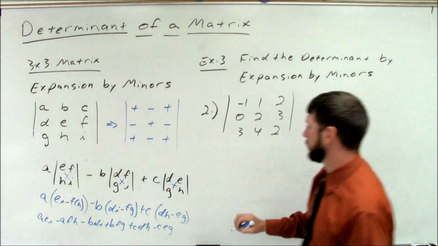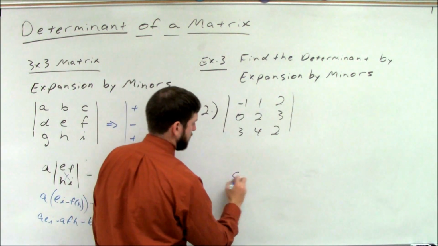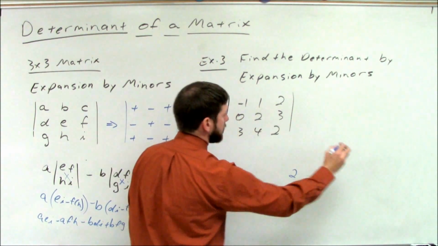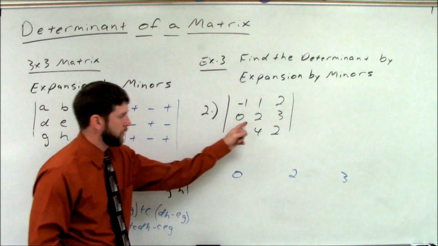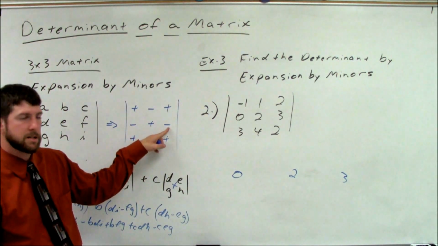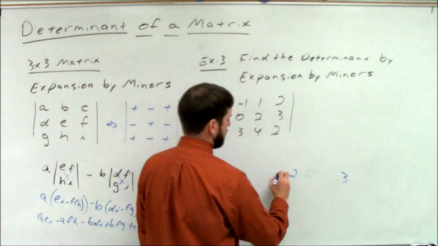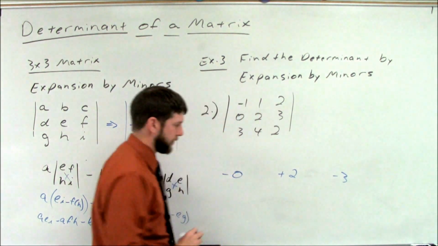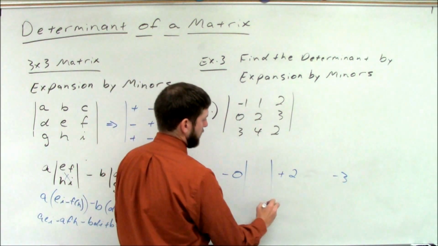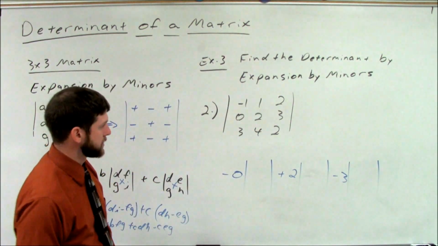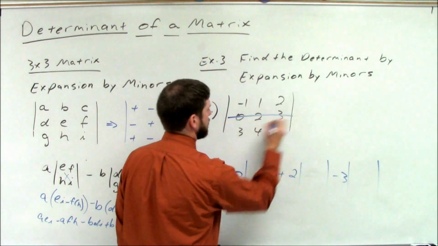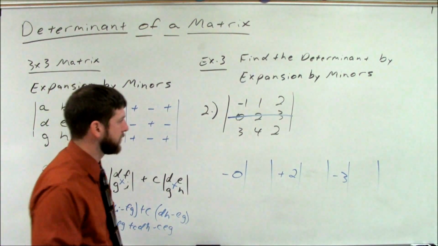But we're going to work off row 2. So we're going to write out 0, 2, and 3. Now, let's put the signs on there. Remember, row 2 is minus plus minus. So it's -0, +2, -3. And we set up each of our individual determinants, our little mini determinants. So we've eliminated row 2, because that's what we're expanding off of.